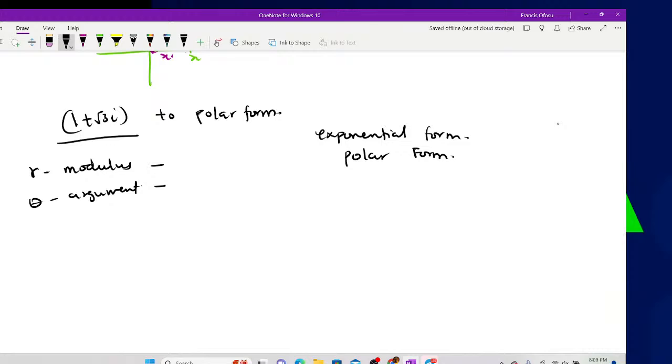So what's the modulus? As we've stated already, let's say this is z. The modulus of z is equal to the square root of 1 squared plus square root of 3 all squared. And this will give me the square root of 1 plus 3, which is equal to the square root of 4, which is equal to 2. Is that not it? Now let's go to theta.